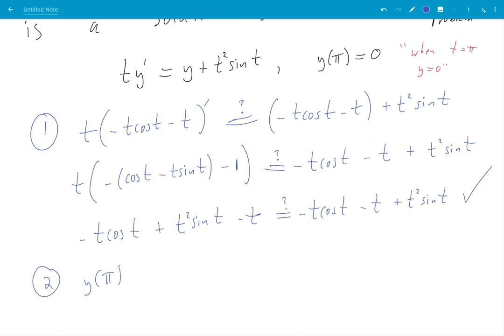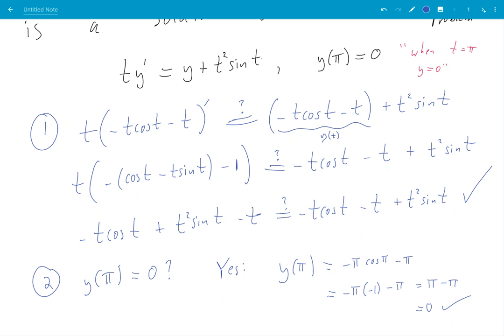Now, part 2 of my verification is just to double check that this condition is satisfied. So does y of pi equal 0? Yes. So what I'm doing is, here's my candidate y right here. You think of it as y as a function of t. So negative pi cos pi minus pi, which is negative pi times negative 1 minus pi, which is pi minus pi, which is 0. So that works.